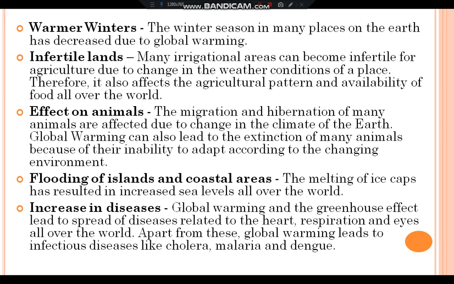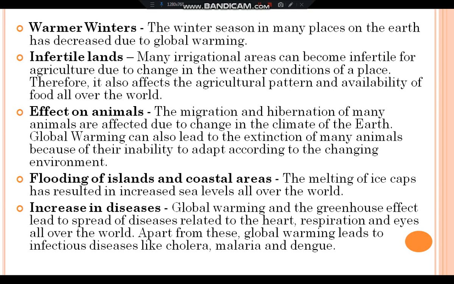The next effect is warmer winters. The winter season in many places on the earth has decreased due to global warming. Then, infertile lands. Many irrigated areas can become infertile for agriculture due to change in the weather conditions of a place. Therefore, it also affects the agricultural pattern and availability of food all over the world.